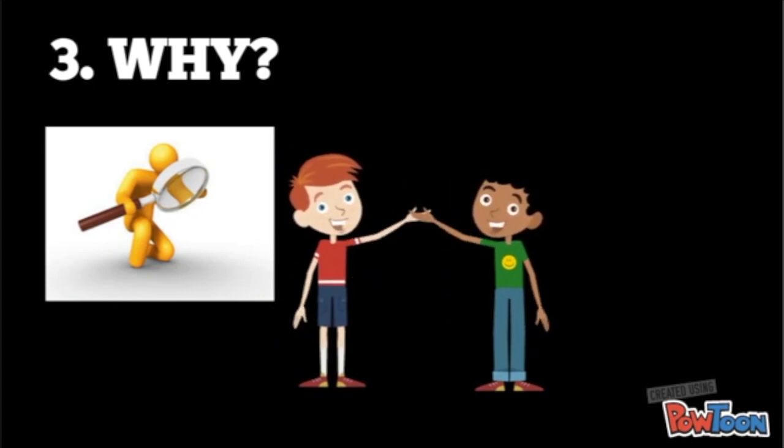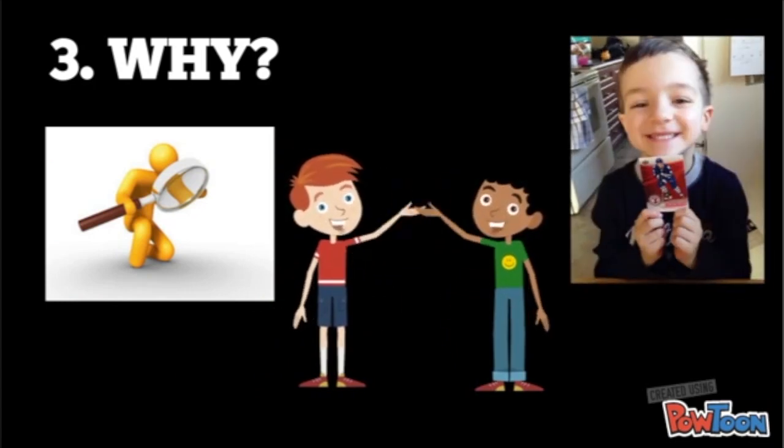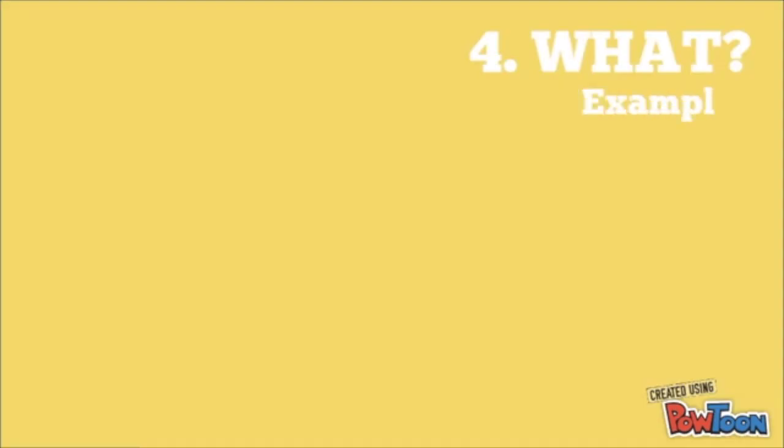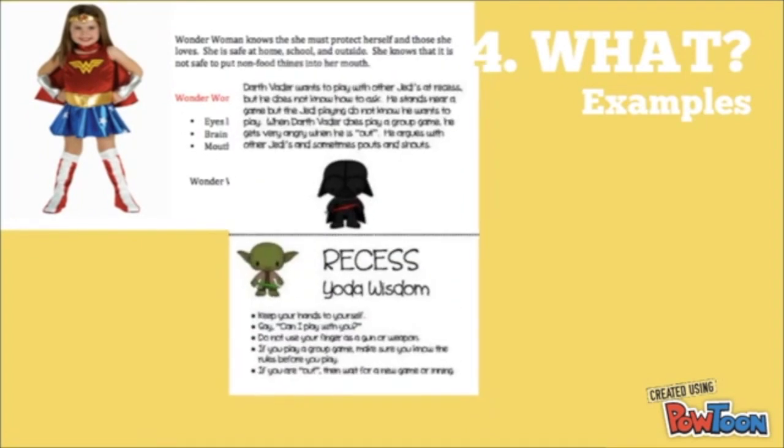Power cards can overcome this because they are small and discreet, so if the restricted interest is not age appropriate or socially acceptable, it's easy to conceal the power card from their peers. Here are some examples. You have copies of these at your table, so you can have a closer look a bit later on.